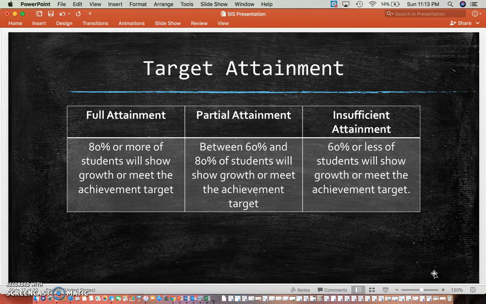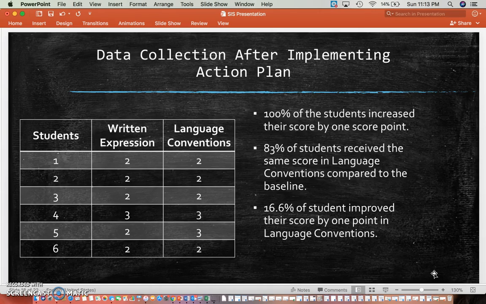This is my target attainment. To reach full attainment, I specifically focused on my goal, which was 80% or more of the students are going to show that growth or meet the achievement target. Between 60% and 80% of my students, I hope, will reach partial attainment, and 60% or less of students will show insufficient attainment with meeting that target goal.